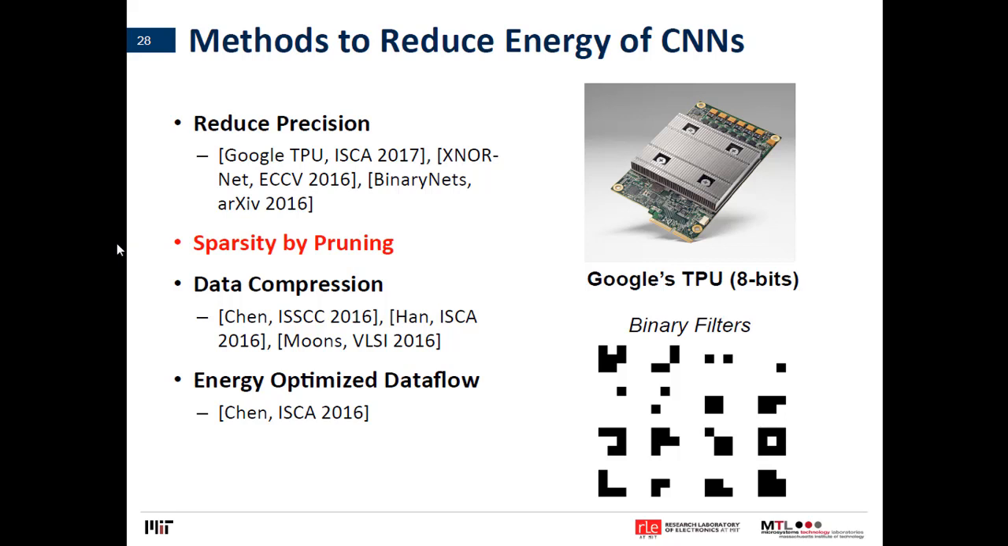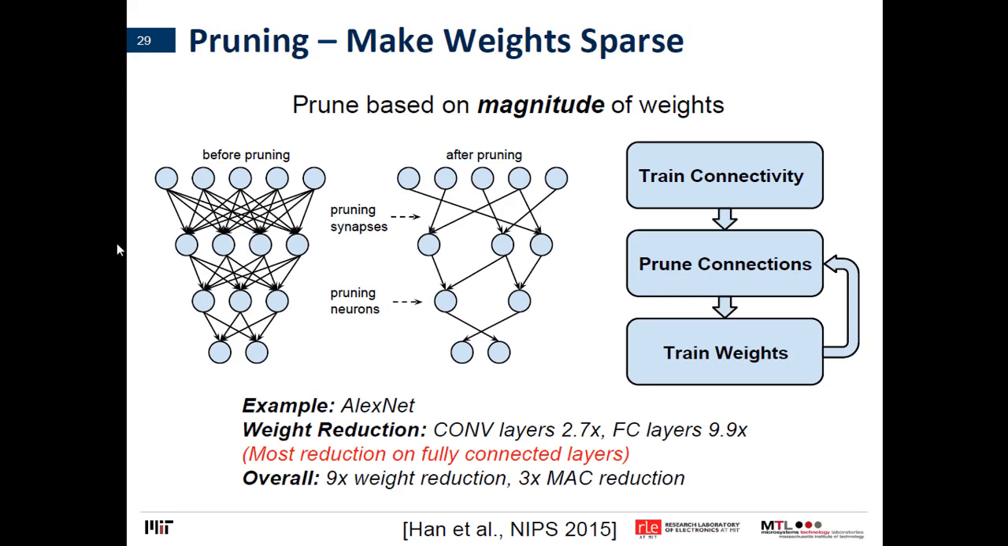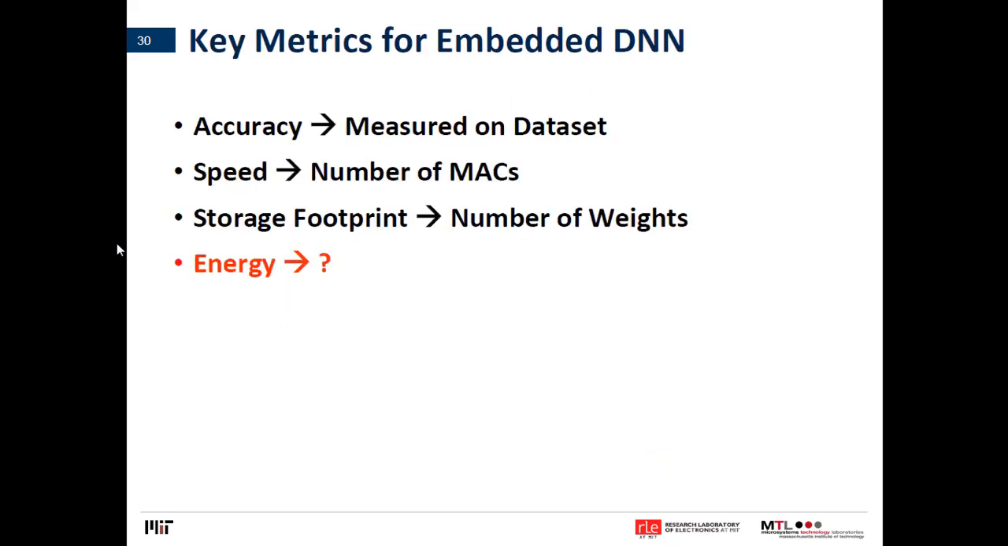One popular thing is reducing bit width. We know that Google's TPU is only 8 bits. There's also binary filters. I'm going to spend a little bit of time on pruning. So one thing you can do is remove weights, make the weights more sparse, and there's been a lot of work on this. For example, from Stanford, they looked at pruning based on the magnitude of the weight, removing small weights. But in our group, we were trying to think of, well, we'd actually want to target specifically energy, not just the number of weights.